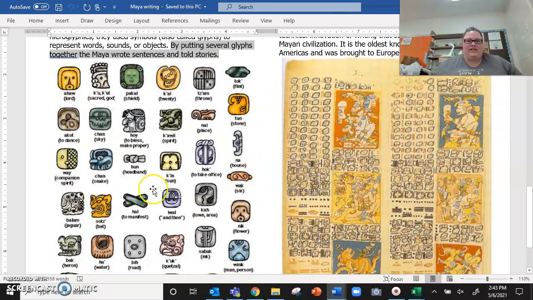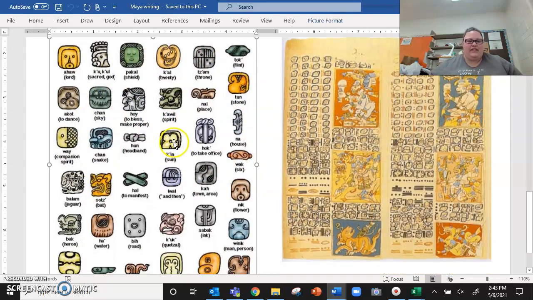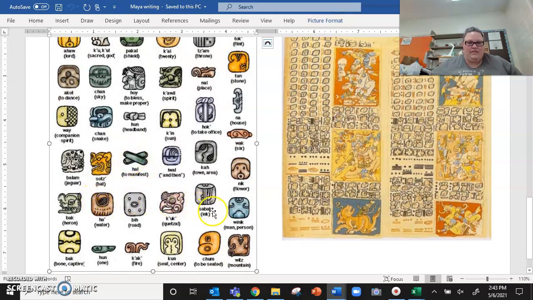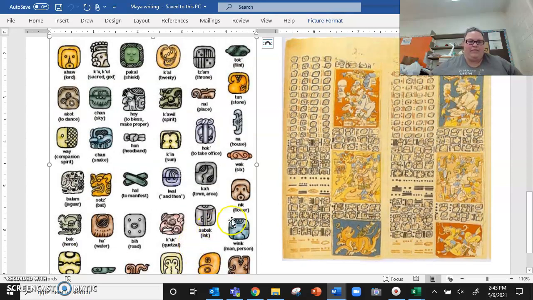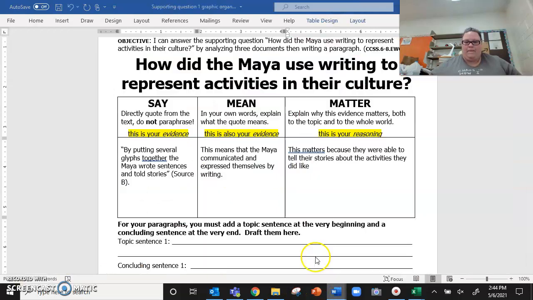And remember, we have all of these glyphs that show different things that they did and different things that they talked about, right? So we've got, they danced. This glyph shows to dance. This glyph shows to bless or to make proper. This glyph shows to take office, to manifest, to be seated. Let's pick 2 of them. Okay, so we want to do to dance and to bless or to make proper. We can do that.